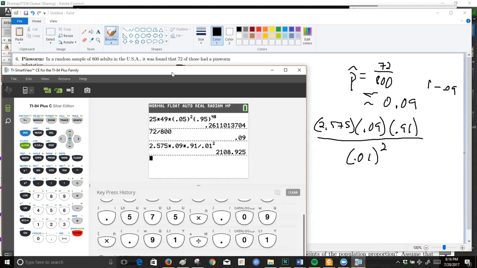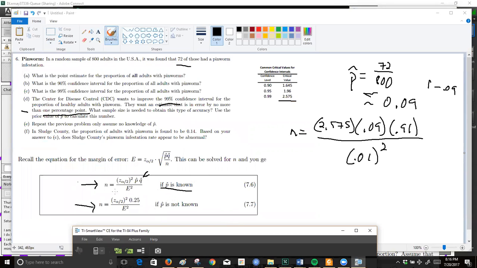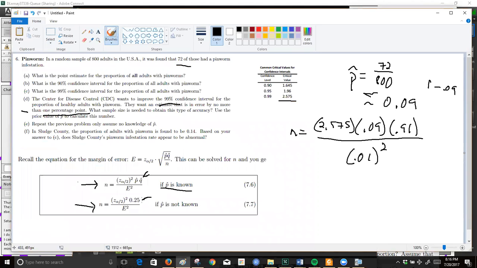So now for part 2, it says, what if p hat's not known? Well, where does this 0.25 come from? People ask me often. Well, if you don't know the sample proportion, or you don't have some guess of what the population proportion could be, you go with something that's the most vague, and that's 50% or 0.5. So if you were to do the same formula using 2.575 times 0.5 times 1 minus 0.5, all over the margin of error squared, if you multiply 0.5 times 0.5, you're going to get 0.25, and that's where Dr. Stevens got that from.